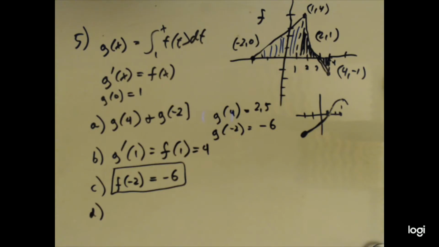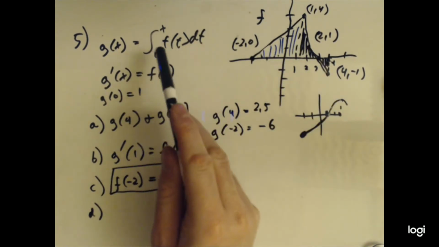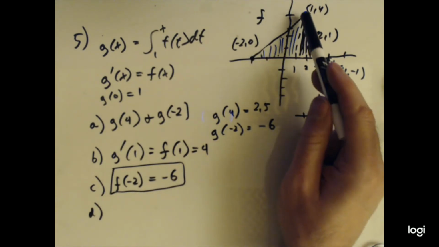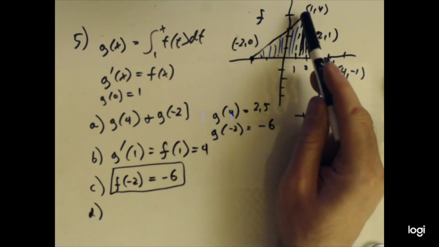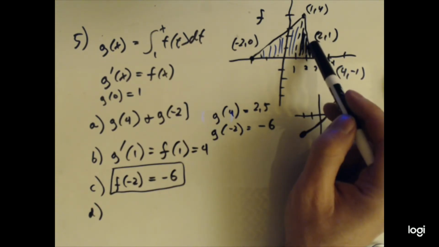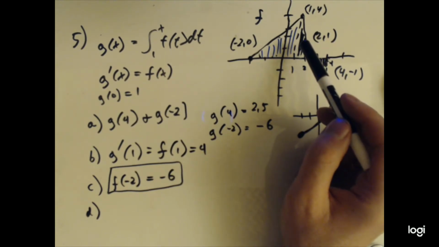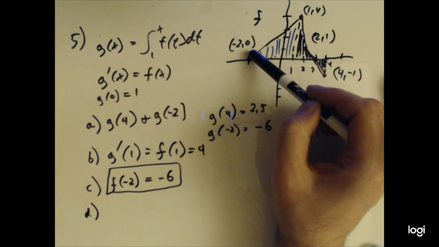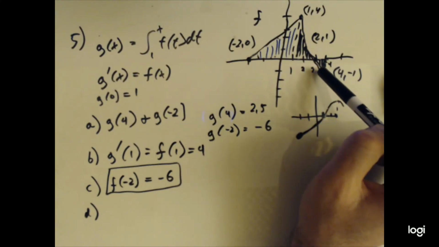D, the second derivative is not defined at 1 and 2, because notice this is the first derivative. F is the derivative of g, so g's first derivative is this thing. And then the second derivative, which is the slope of the first derivative, we have a kink there and a kink there. So it's not defined at 1 or 2. But what we do know is the second derivative will have a positive value from -2 to 1 and a negative value from 1 to 4.